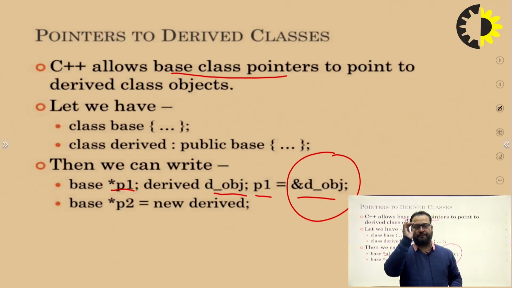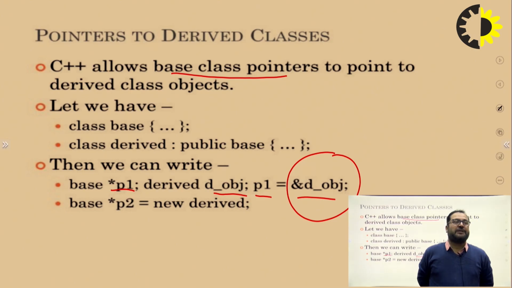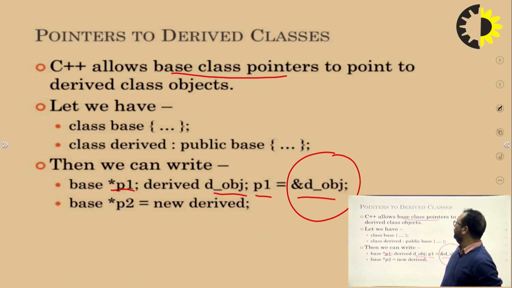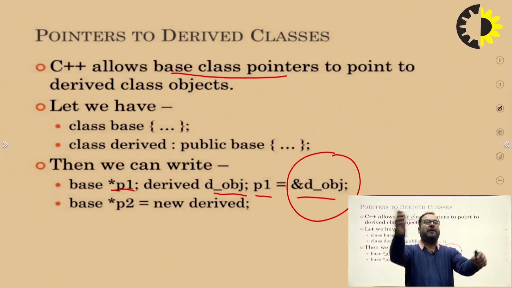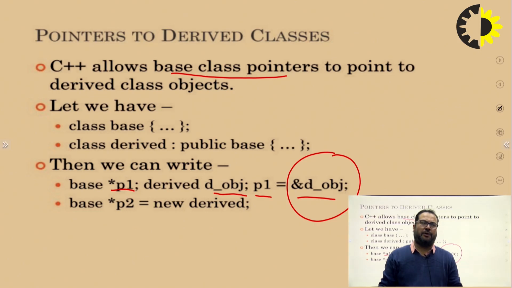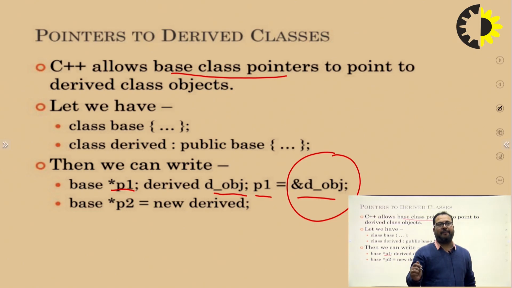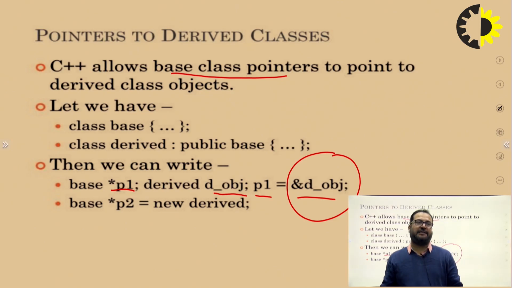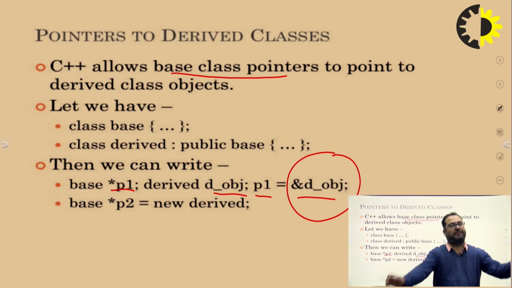Now C++ allows a base class pointer to point to a derived class object. It is the capability of a base class pointer that it could point to the base class object as well as the derived class object, but vice versa is not true. If we make a pointer to a derived class and want to store the address of a base class object, that is not possible, but a base class pointer could point to a derived class object also.